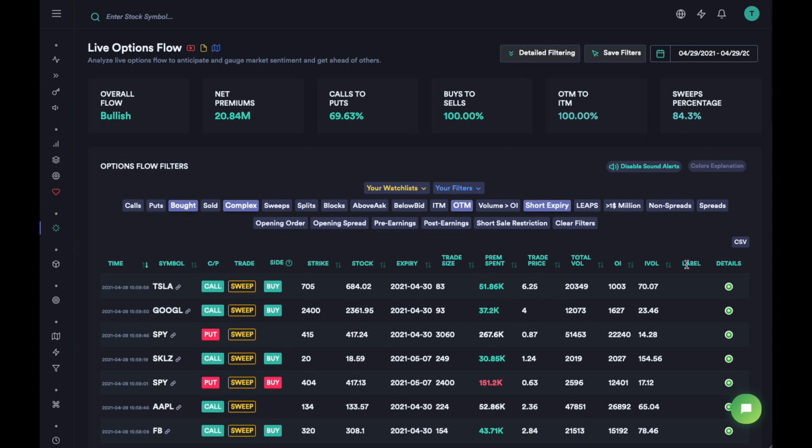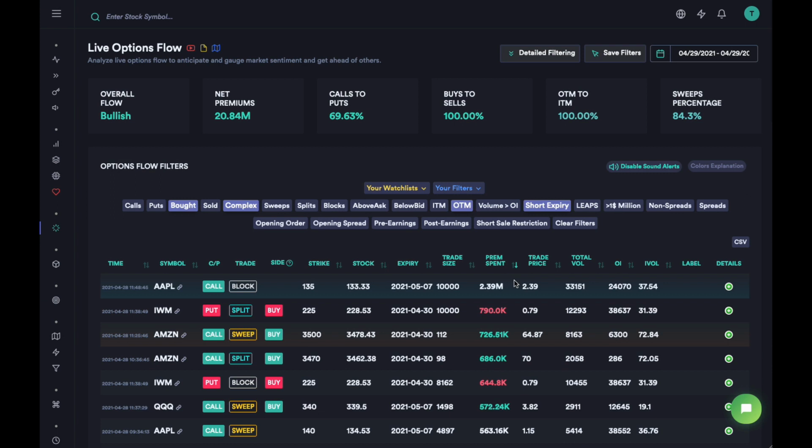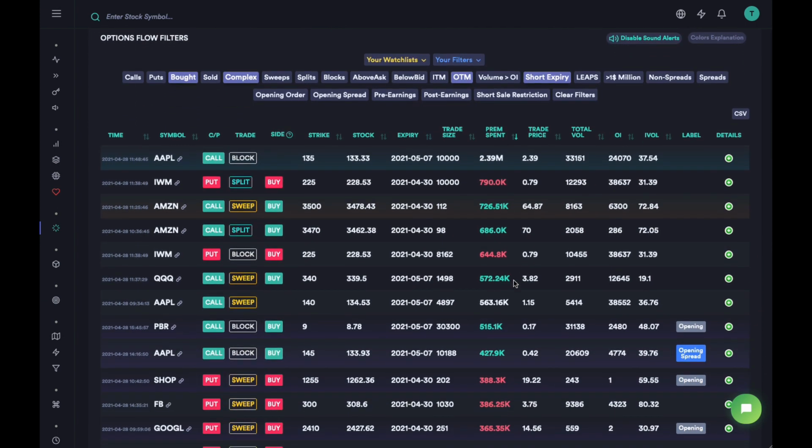And then, since all of the columns in the table are sortable, I'm just going to click on this twice, and now I am going to see all the contracts in terms of the most money being spent.